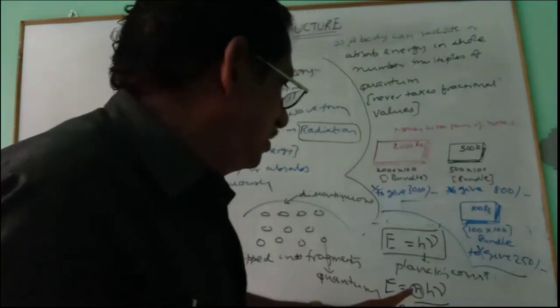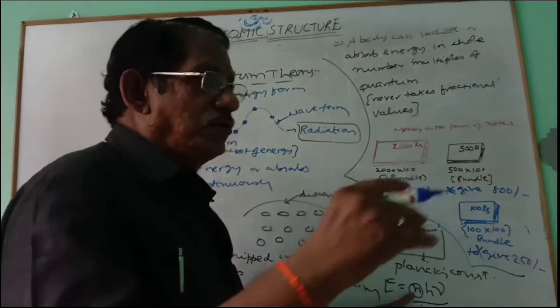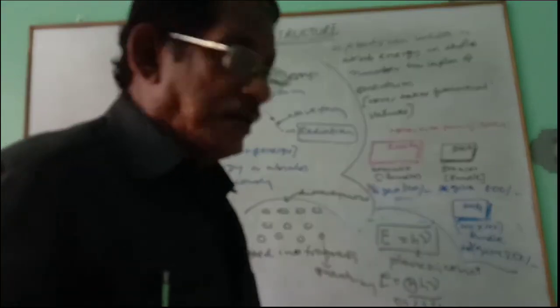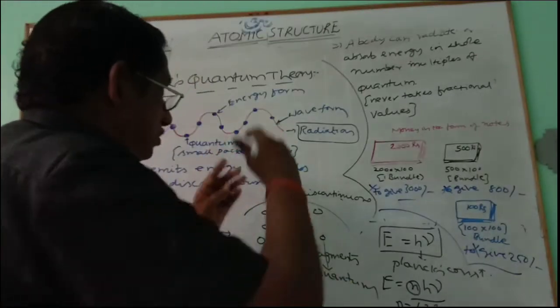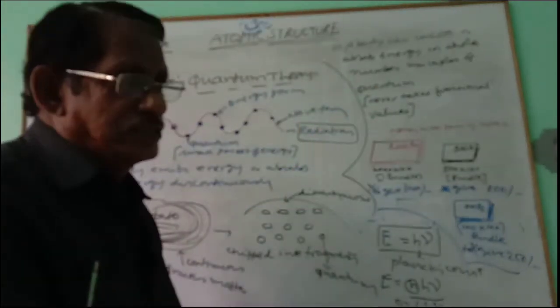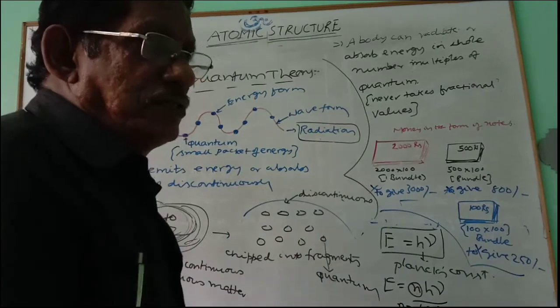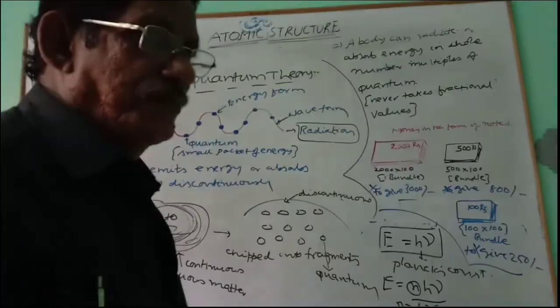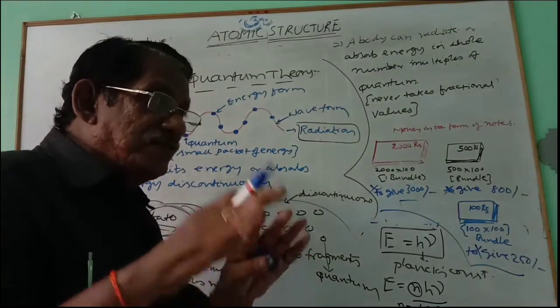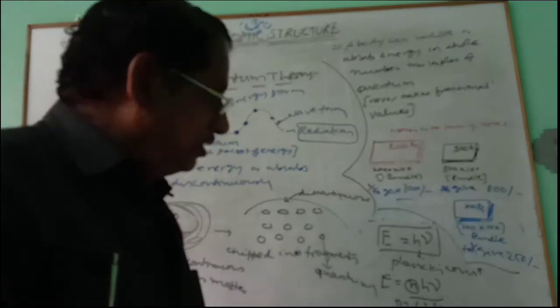That is why we are writing E is equal to n h nu, where n is equal to 1, 2, 3, 4, etc. Of course, if the radiation wavelength is increased, the energy E is decreased, and the quantum value is decreased. You can take that quanta in multiples, but you cannot take the fractional values of that quanta. This is the meaning you can give to the quantization.